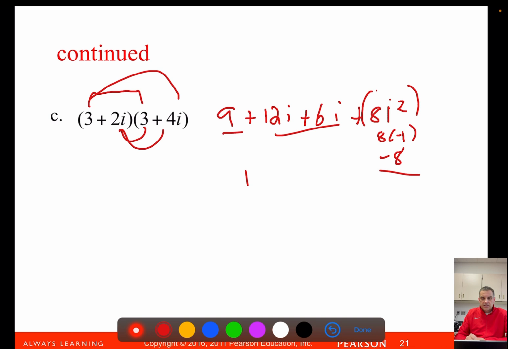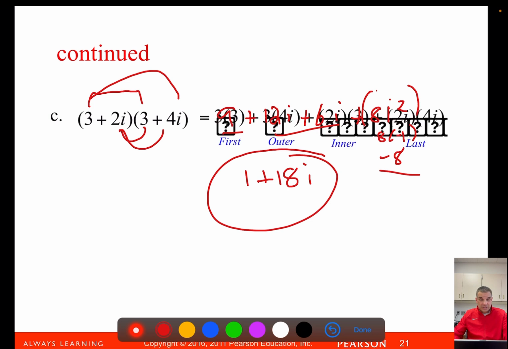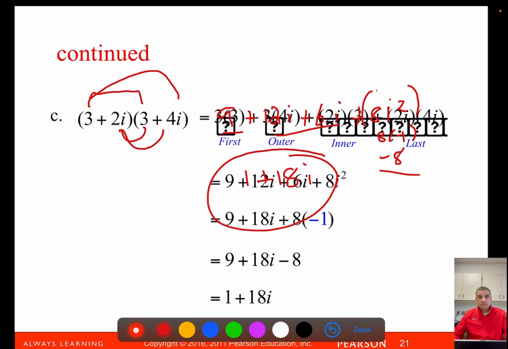12i plus 6i is 18i. So 1 plus 18i. Looks right to me. Who knows? You got it wrong last time. Hey, I got it right this time. Bonus! Woo!